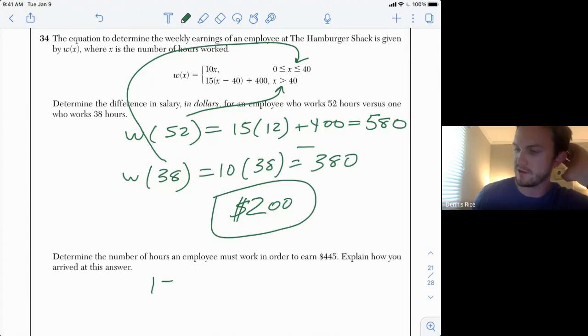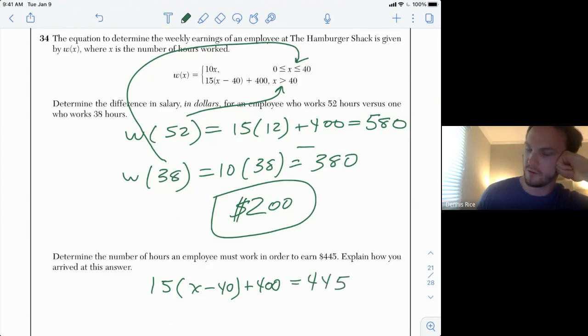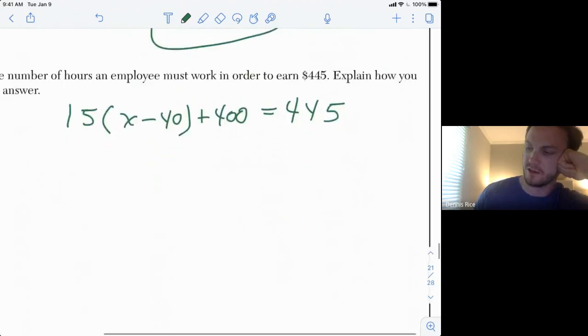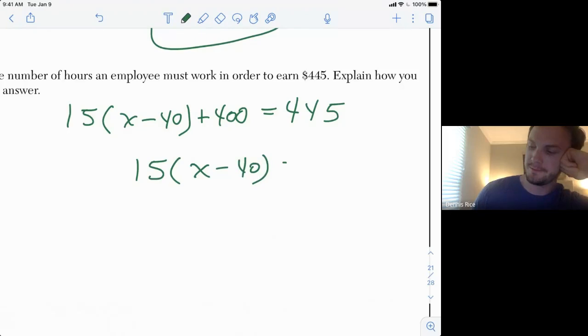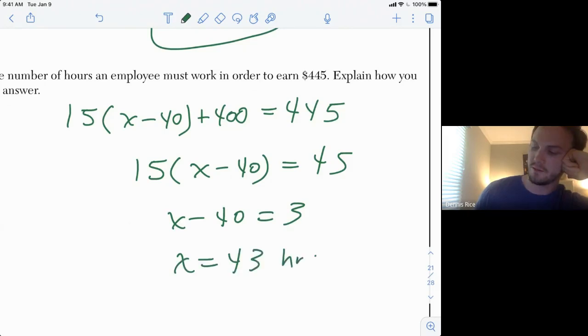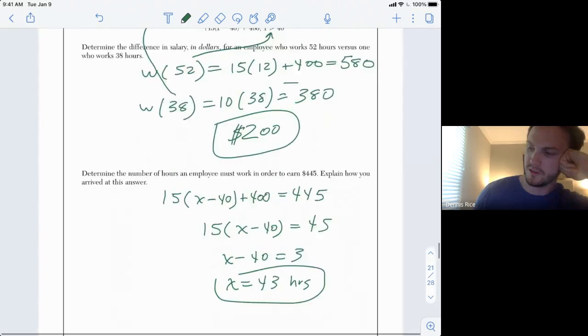If we want to do this algebraically, we could take this bottom rule. And again, we're using the bottom one because the top one is maxed out at 400. So where would the bottom rule be equal to 445? You could very easily just notice this is $45 more than 400, but let's pretend that we don't. You could move the 400 over, you get 45, divide by 15, you get 3. 43 hours is your answer for this next part. Just showing how to do it algebraically.